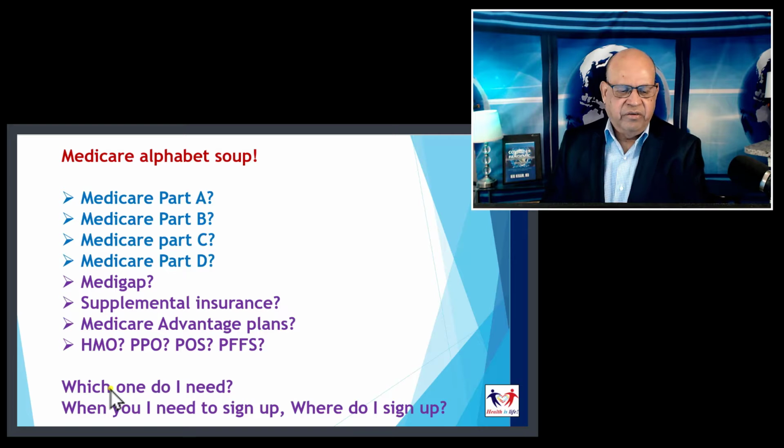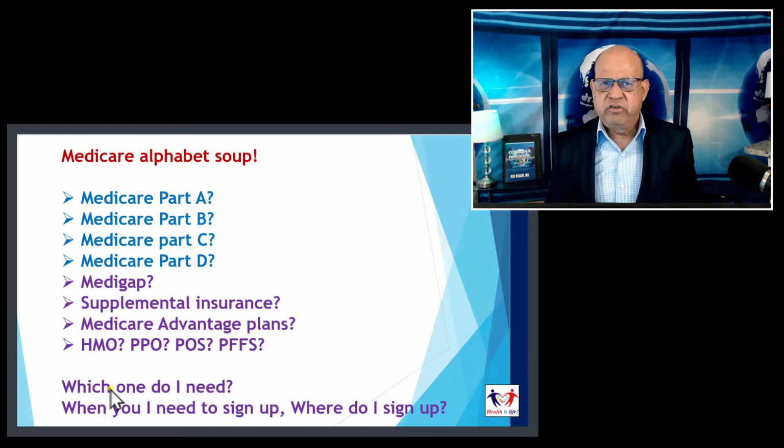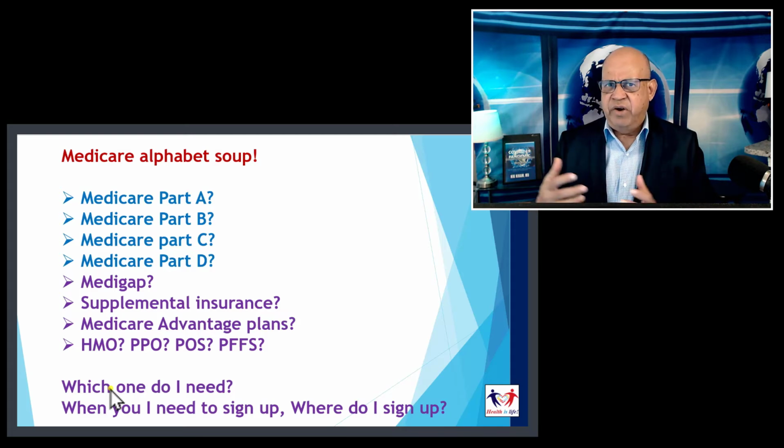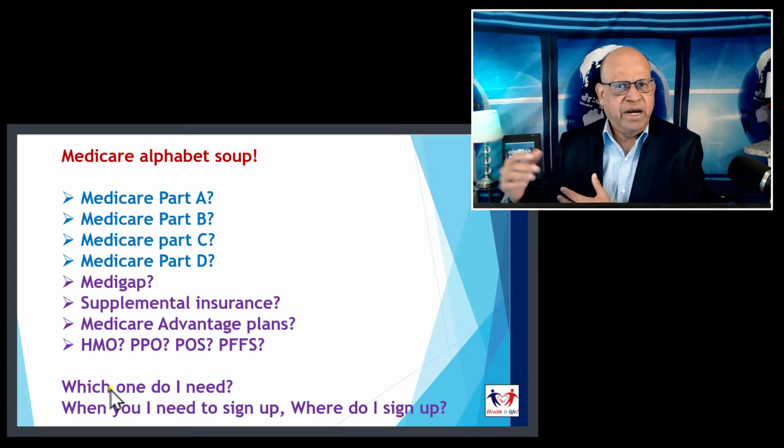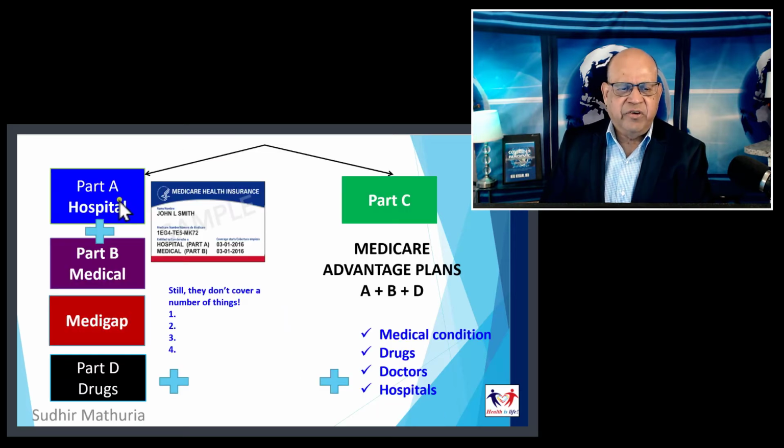The question is, which one do I choose? How do I know what is right for me? When do I sign up? Where do I sign up? Who do I talk to? These are all very relevant questions. I talked about Medicare Part A, the hospital part. We talked about Medicare Part B. Then I talked about MEDIGAP, which is the Medicare Supplemental Insurance, and Part D, which is the prescription drug.